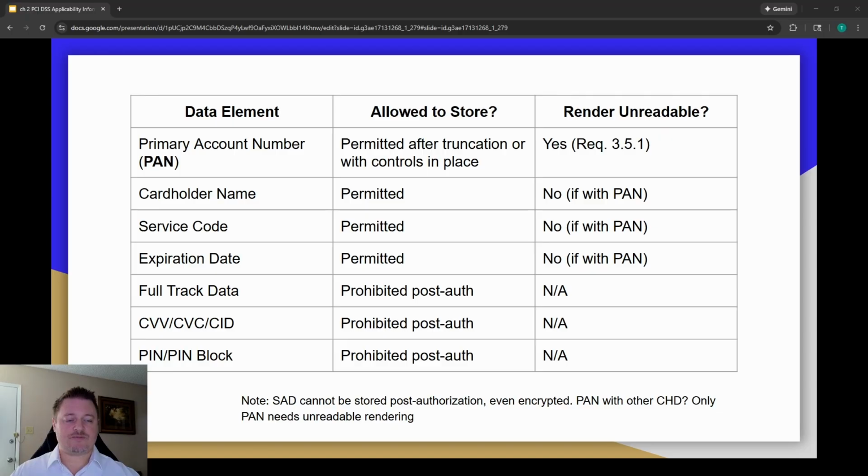Now, as for storing those three, those are not permitted at all. But you still need to encrypt them. The transmission of the data to the bank must be encrypted. Sensitive authentication data cannot be stored post-authorization even when the transmission is encrypted.